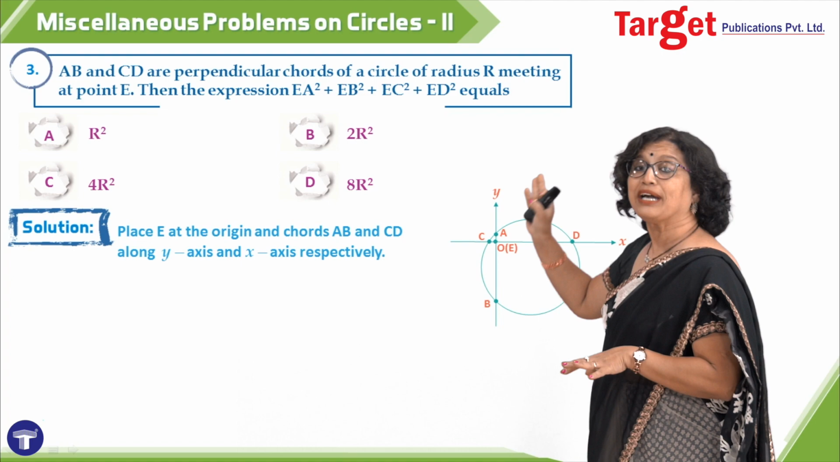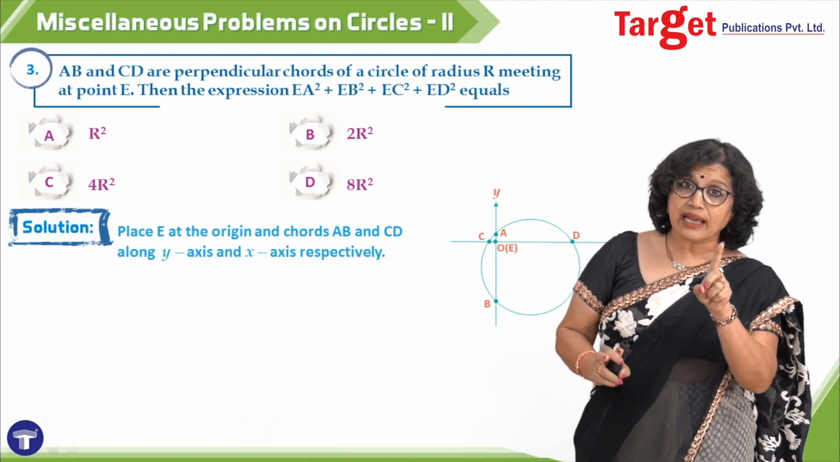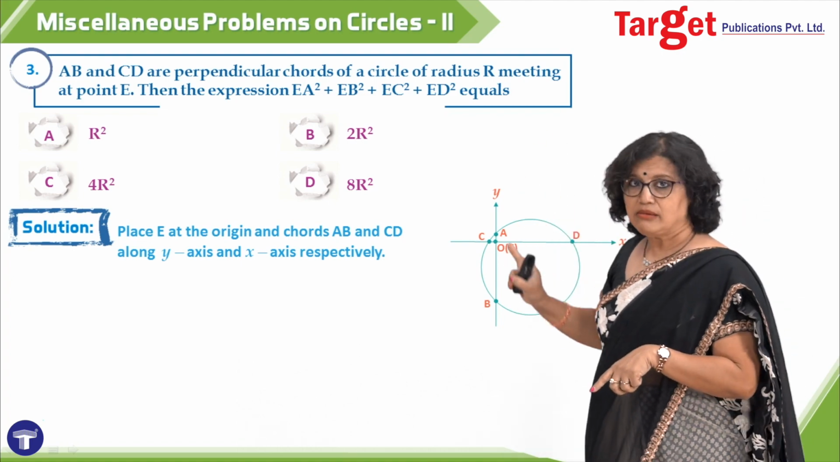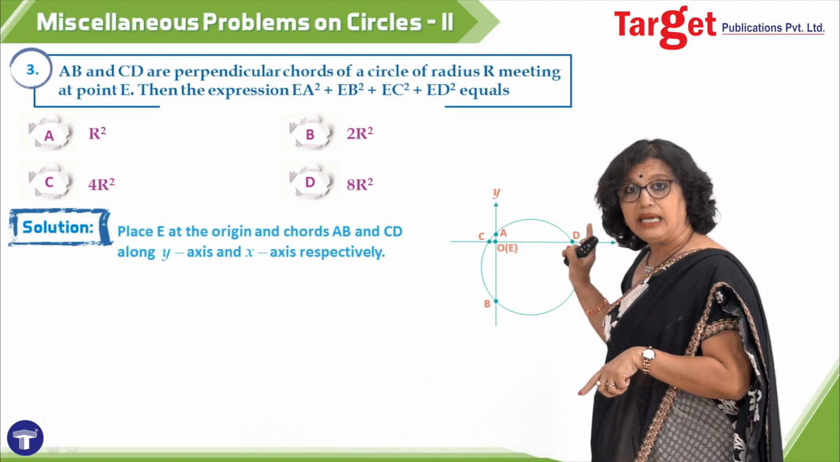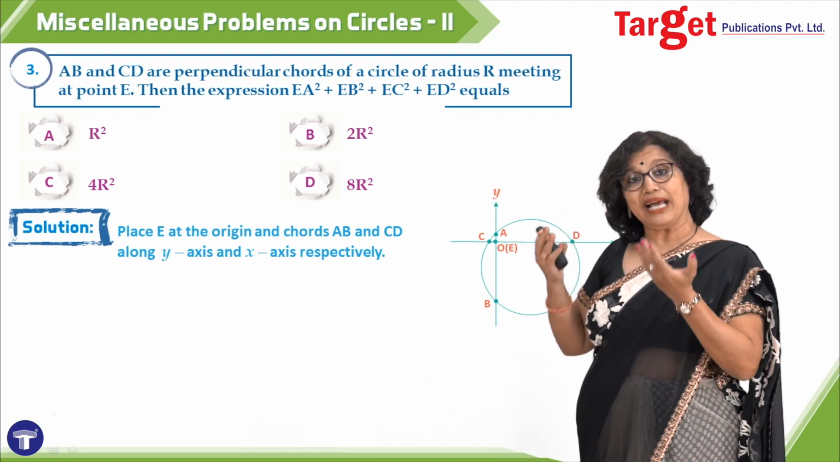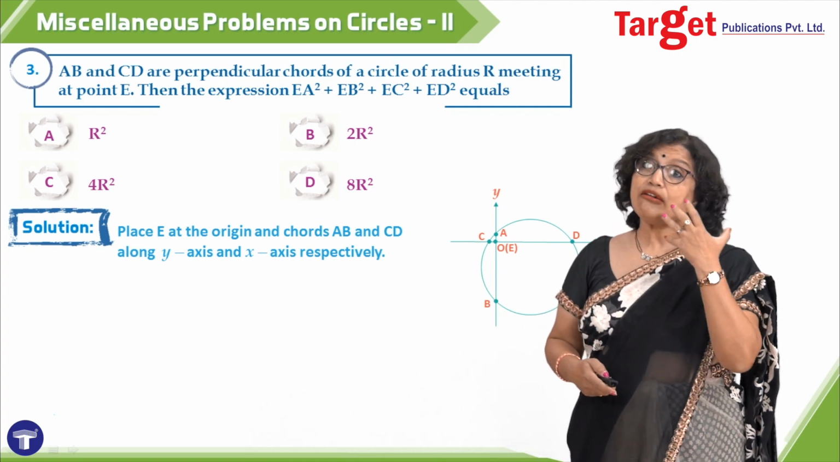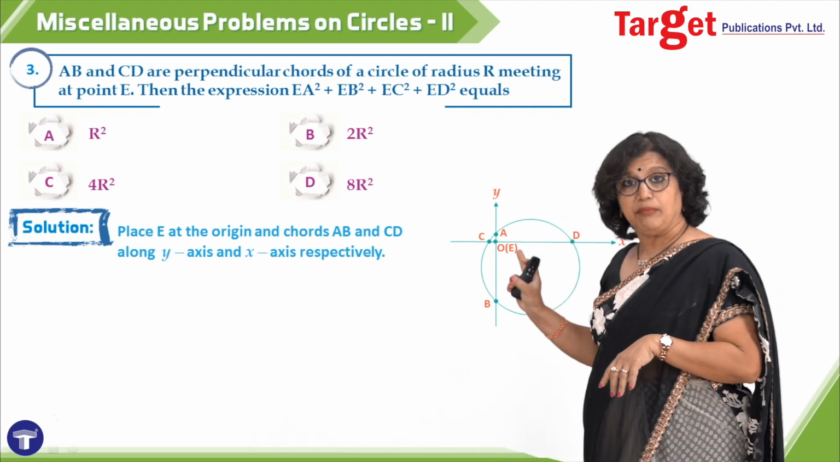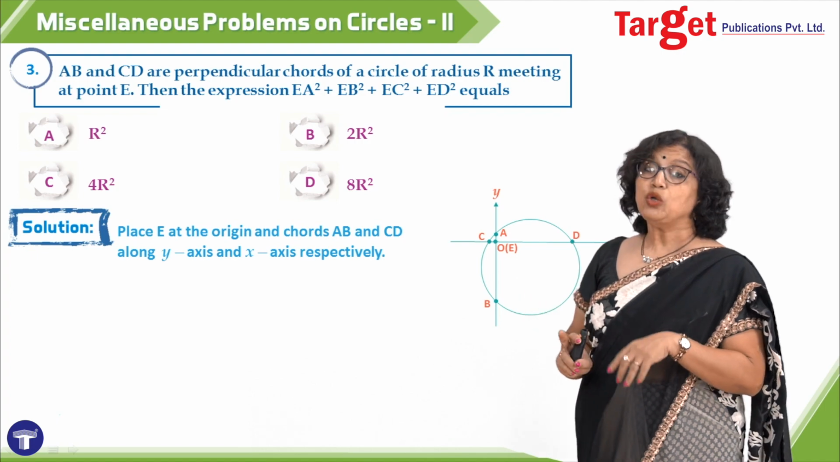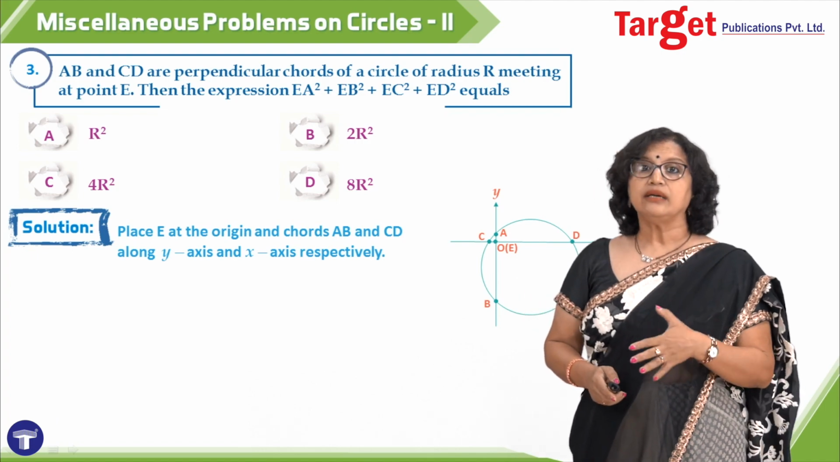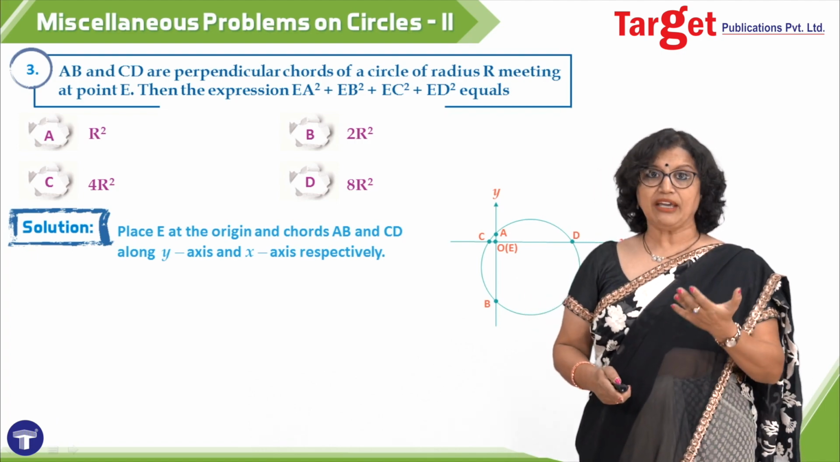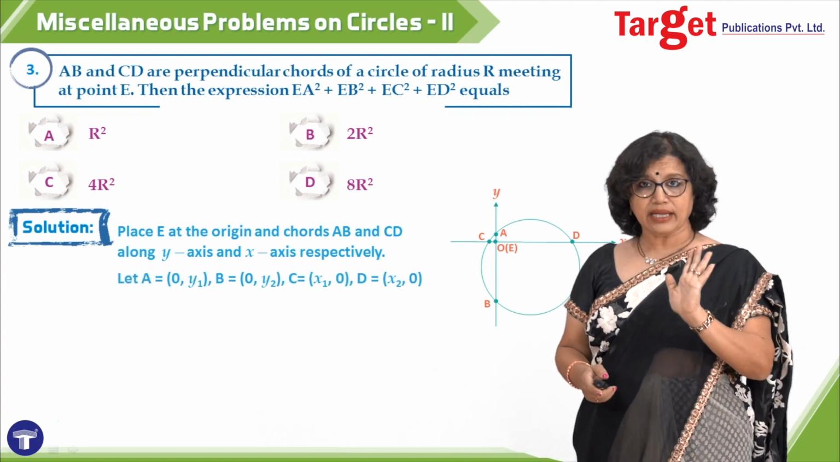So what kind of figure are you expecting? I'm expecting a figure like AB, the vertical chord I'm showing, CD, the horizontal chord I'm showing, placed on the y-axis and x-axis respectively, correct? And if I am asked to find EA square plus EB square plus EC square plus ED square, obviously I need the coordinates of points A, B, C, D. If that is the case, I will have to write coordinates.